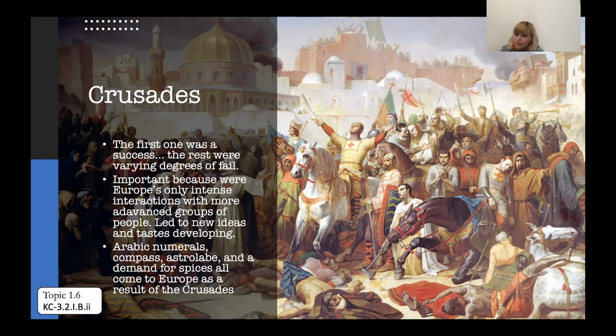In addition to this new taste for the luxury goods, Europeans are also going to be exposed to Arabic numerals, which we said originally come from South Asia. They're also going to be exposed to the compass, the astrolabe, and again, lots of amazing, delicious spices that they realize they want, okay? And so all of this is going to come out of this bloody, gory, awful war that Christians waged against Muslims in the Middle East called the Crusades. Okay?